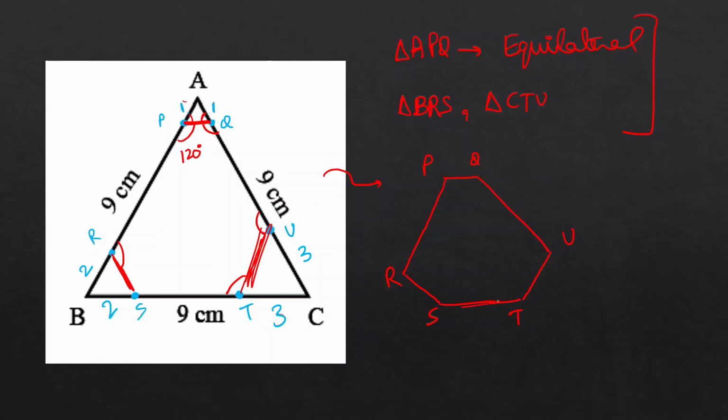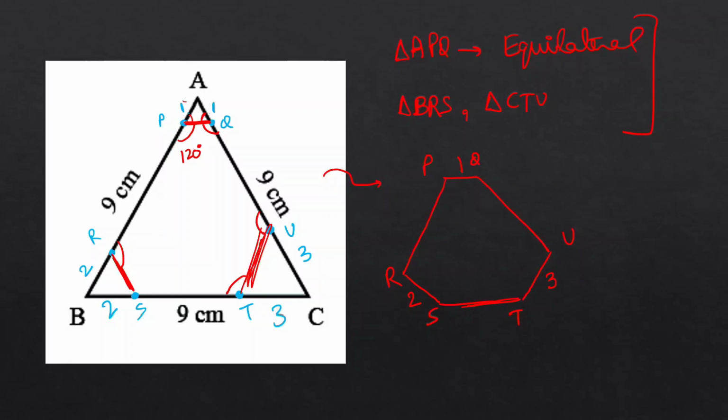Let's join these points. So we have a hexagon because we have 6 vertices, and there are some sides that we already know. PQ is 1 unit, RS is 2 units, and TU is going to be 3 units because these sides are part of these mini equilateral triangles. Not only that, all of the interior angles are already 120 degrees. We have already seen that. The only thing left is that we need to calculate the remaining 3 sides, and I'm pretty sure you might have guessed by now, these 3 sides are very easy to calculate.